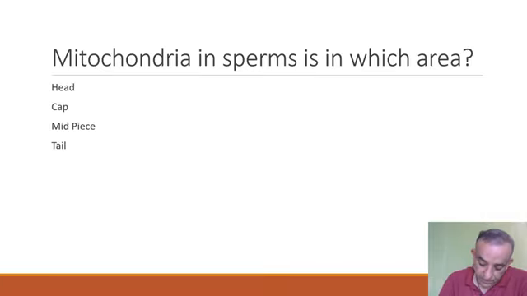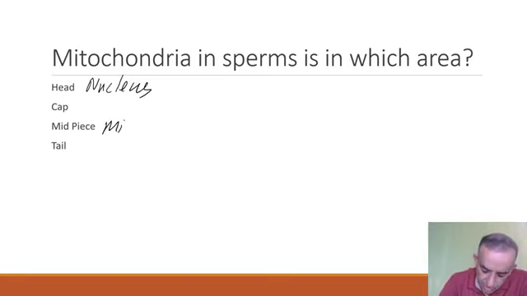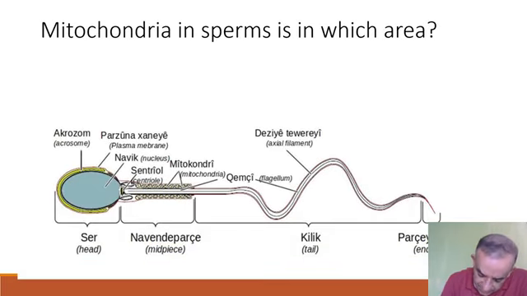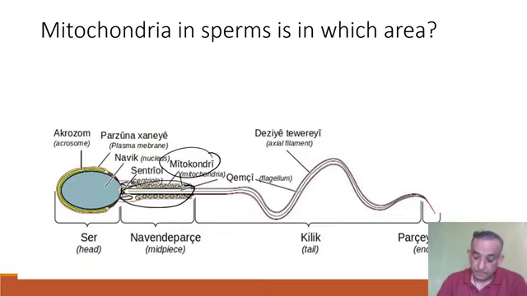Then mitochondria in the sperms is seen in which area? NEET exam question. It is in the head, cap, midpiece, or the tail. So the head has the nucleus of the sperm, and the midpiece has the mitochondria. All right, so mitochondria is in the midpiece. Okay, that's the picture here. You can see the mitochondria is here in the midpiece.